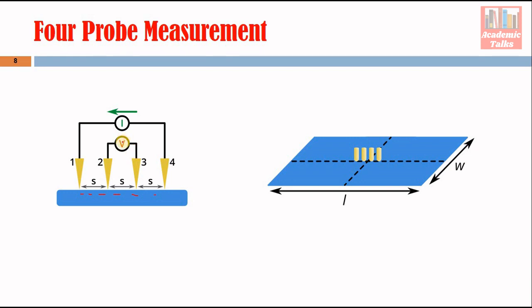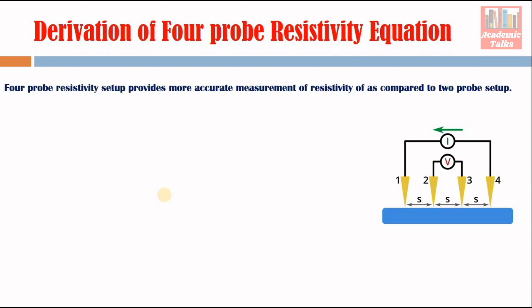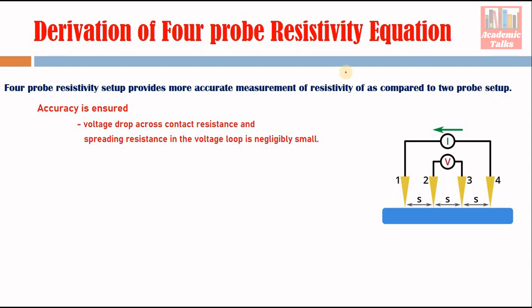This potential difference which is measured here and the current which is supplied from the outside probes, these two together give us some information about the resistivity of the material. You know that this 4-probe resistivity setup provides more accurate measurement of resistivity as compared to the 2-probe setup. Now, why is this accuracy ensured? This accuracy is ensured because of the voltage drop across contact resistance.